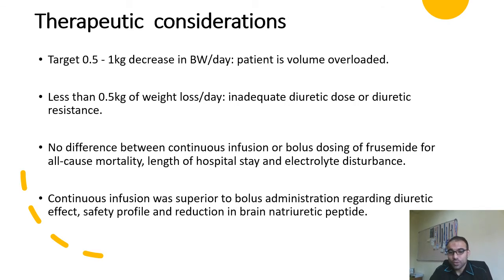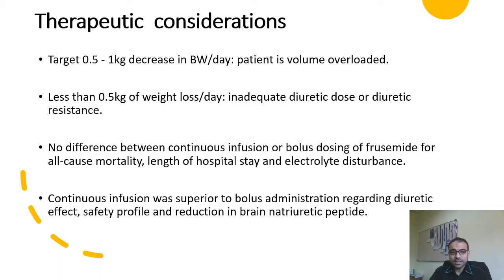Coming to the target, what we actually target in terms of decreasing the body weight or decreasing the fluid accumulation, this congestion, is between 0.5 to 1 kg decrease in body weight per day if the patient is already overloaded, and less than 0.5 in case of maybe diuretic resistance and inadequate diuretic dose that has been given.